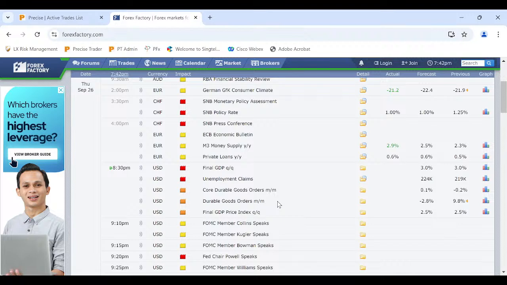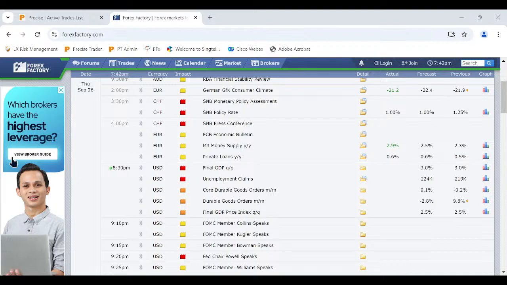So tonight, in another 40 minutes, we are going to get US GDP, with a forecast of about 3, and unemployment claims at 224K. We also have durable goods orders and core durable goods orders month on month, at 0.1 and minus 2.8. So we may get the data a bit weak. That might be one of the reasons, and whatever it is, we just stick to the rules and play the game.